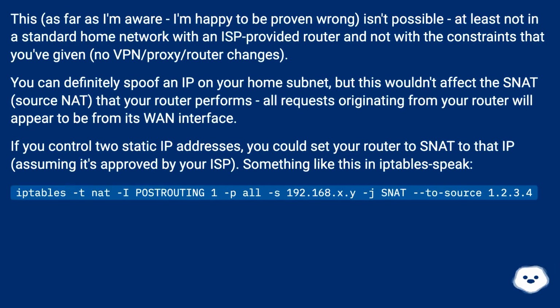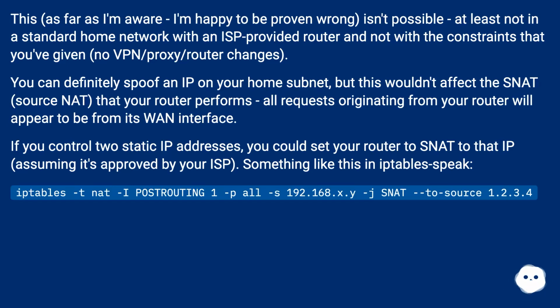This, as far as I'm aware, and I'm happy to be proven wrong, isn't possible, at least not in a standard home network, with an ISP-provided router, and not with the constraints that you've given: no VPN, a proxy, or router changes. You can definitely spoof an IP on your home subnet, but this wouldn't affect the SNAT, source NAT, that your router performs. All requests originating from your router will appear to be from its WAN interface.